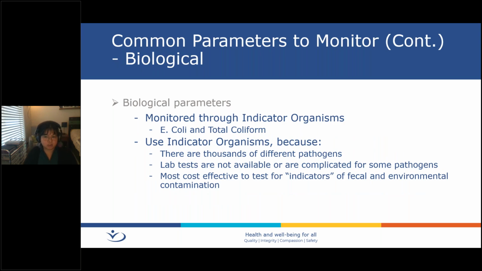And these biological parameters are monitored through what we call indicator organisms, and these are E. coli and total coliform. We use indicator organisms because there are thousands of different pathogens out there, and it's just not possible to test for every single pathogen. Also, the lab test may not be available for that specific pathogen or is complicated for some pathogens, which would make it very expensive to test. So the most cost-effective approach is to use indicators of fecal and environmental contamination, which are E. coli and total coliform.